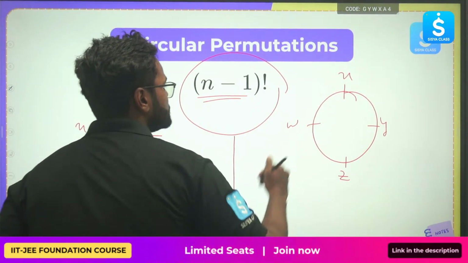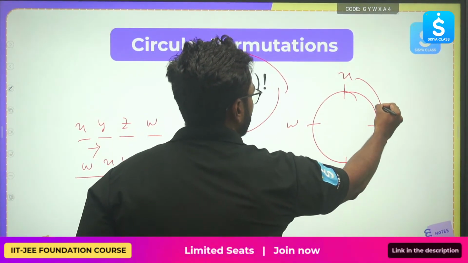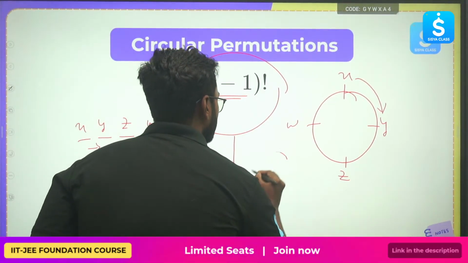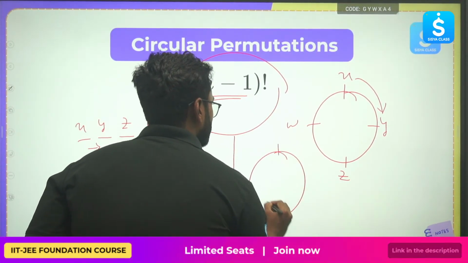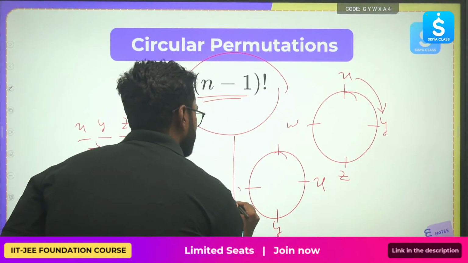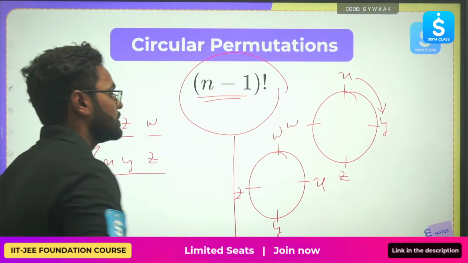Now let me try to change it here. Let me write or change the position of x one place. That should be x, y, z and w.